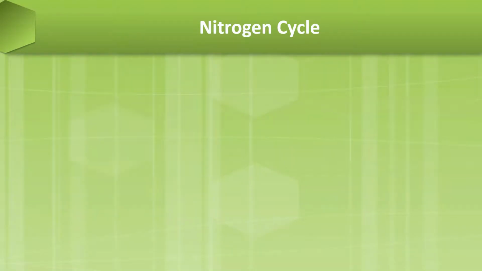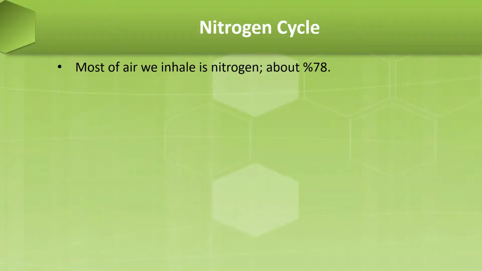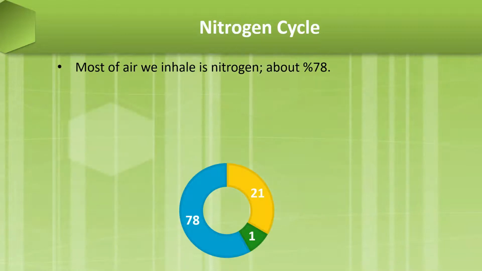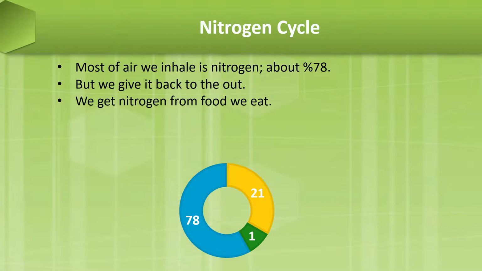Nitrogen cycle. Nitrogen is the most abundant gas in the atmosphere, about 78%. During inhalation, we take it in and give it out again. We do not use the nitrogen we get from the atmosphere. But we get the nitrogen we need from what?